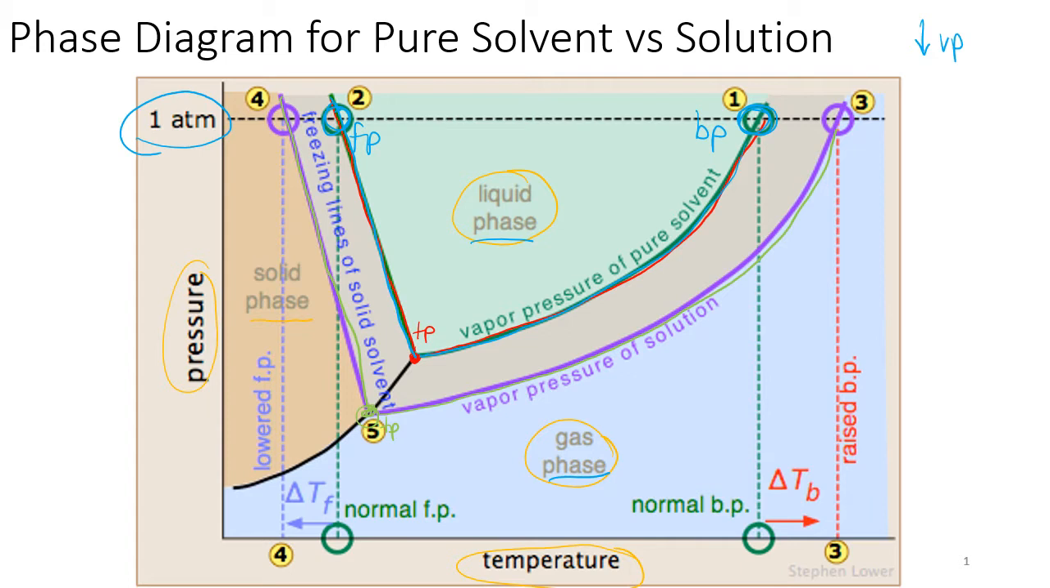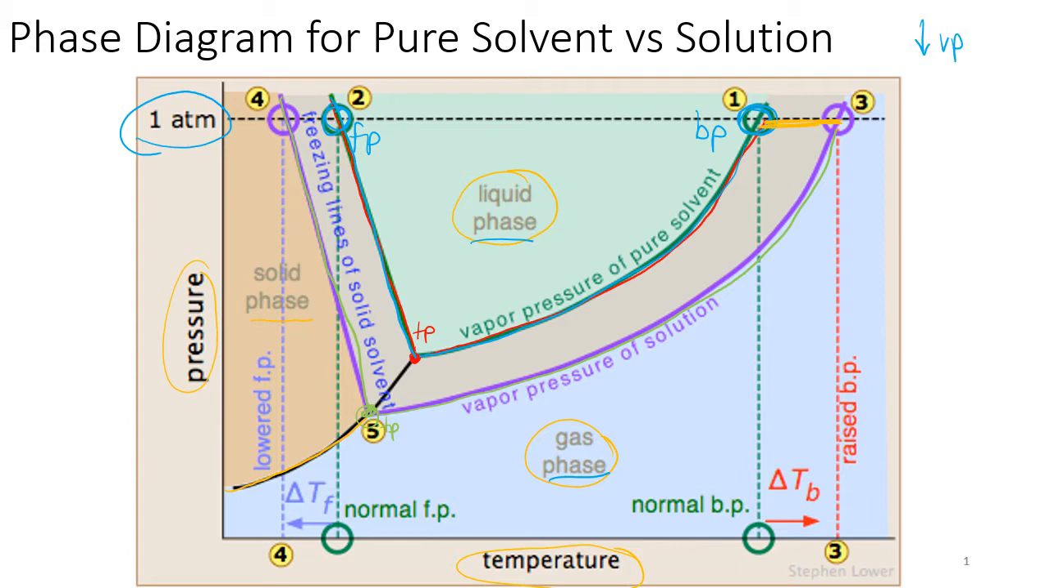One thing that's unaffected is the phase boundary line between solid and gas. The solid and gas phase are not impacted by our solution that we're creating, so those pressure and temperatures would remain the same. What we can see is that there is a difference between the boiling point of our pure solvent and of our solution that we created.